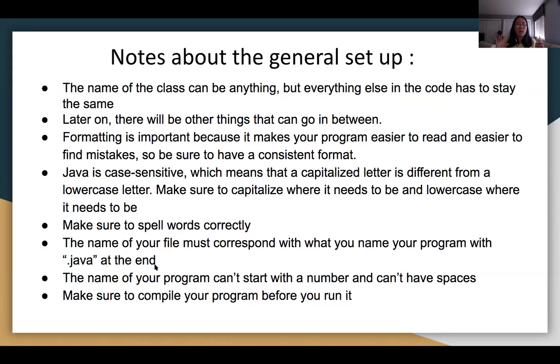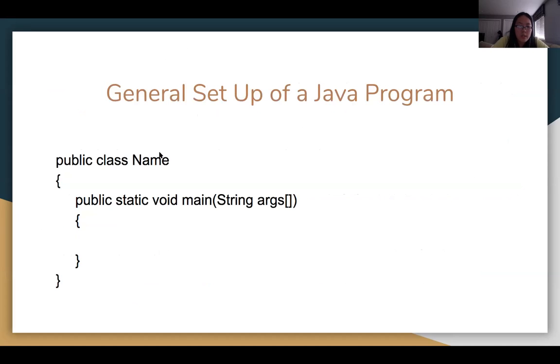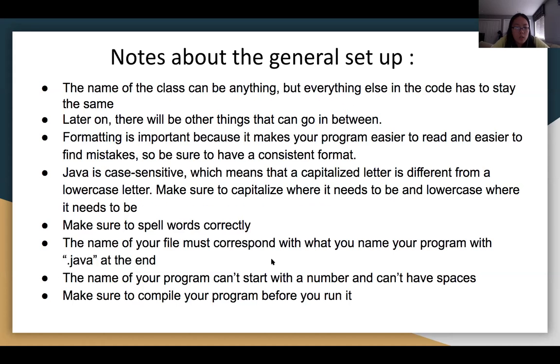Okay, the next one is something you don't have to worry about right now since you're using JDoodle, but if you decided to download Java, then you would need to pay attention to this. The name of your file must correspond with what you name your program, with the .java at the end. So basically, when you save your file onto your computer, you have to name it exactly what you named it in the beginning. So this name right here, and then .java. Otherwise, it's not going to work.